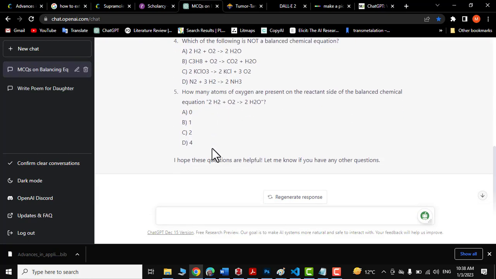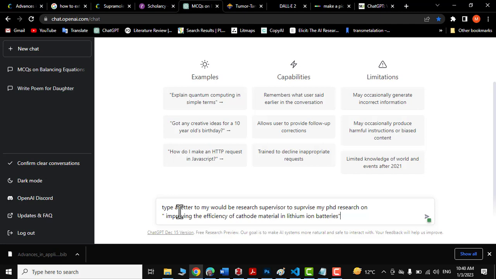Let me show you one more use. Now, this time I have asked it to type a letter to my would-be research supervisor to supervise my PhD research on improving the efficiency of cathode material in lithium-ion batteries. It is a complicated question, and let me see whether it could do the job or not. So let's press enter.